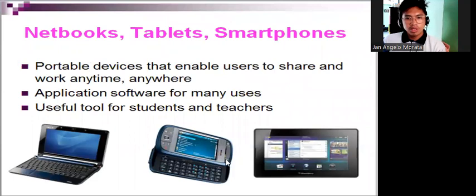You have the netbooks, tablets, and smartphones. So ito na siya. Portable devices that enable users to share and work anytime, anywhere. Kasi dala-dala lang nila eh. It is considered also or called also as handheld computers. Ito ay designed para dalhin natin kahit saan and fit sa ating mga bags and sa ating mga pockets. So application software for many uses, useful tool for students and teachers, which is na-discuss na natin kanina, for researching, for studying, presenting information, storing data, and attending classes.